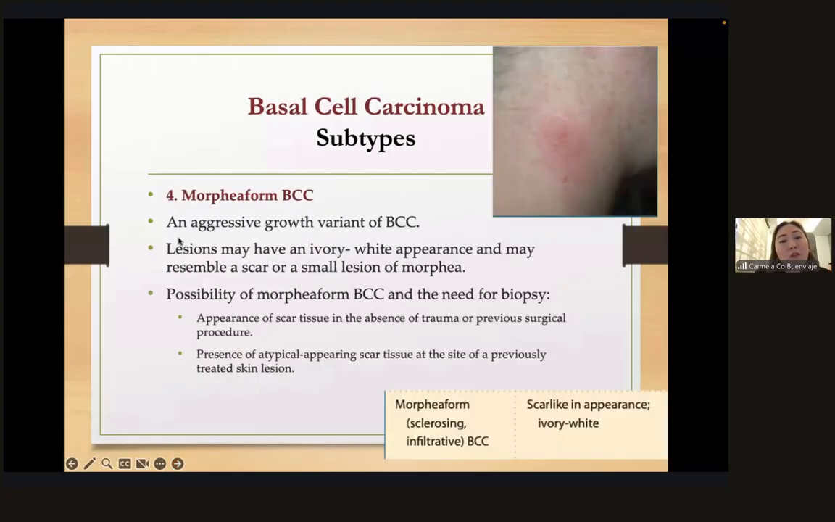The next subtype would be morpheiform BCC. This is an aggressive growth variant of BCC. Lesions may have an ivory white appearance and may resemble a scar or a small lesion of morphea. Sorry again for the blurred picture, but you can see this in the atlas. The possibility of morpheiform BCC and the need for biopsy are suggested by the appearance of scar tissue in the absence of trauma or previous surgical procedure, and the presence of atypical appearing scar tissue at the site of a previously treated skin lesion. So in these instances, you'll need to do a biopsy.